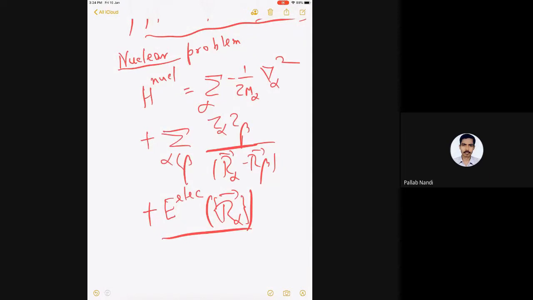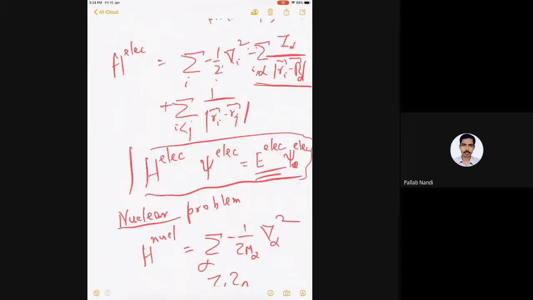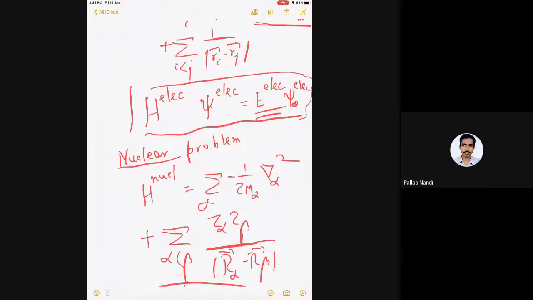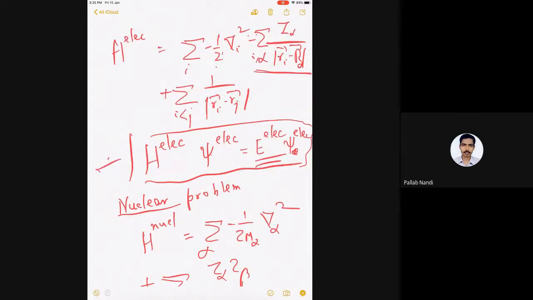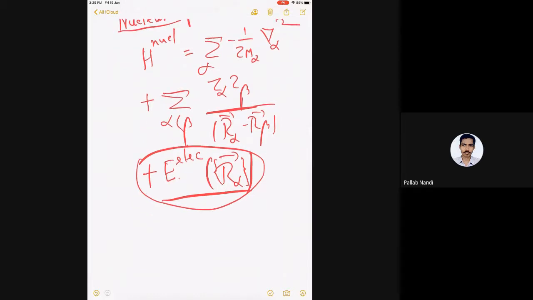And now we will realize that this quantity was calculated for a fixed value of R alpha, R beta, etc. So this quantity can be considered as a function of the nuclear coordinates. Obviously, when we solve this, we solve for specific nuclear coordinates. But if I solve this Schrodinger equation repeatedly for all nuclear coordinates, then I can get the electronic energy as a function of R alpha. So this is very, very important. And this is also a potential for the nuclear problem.